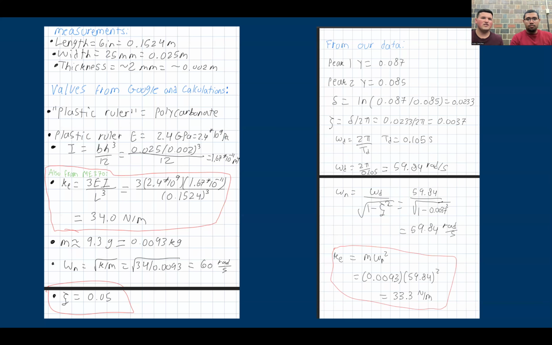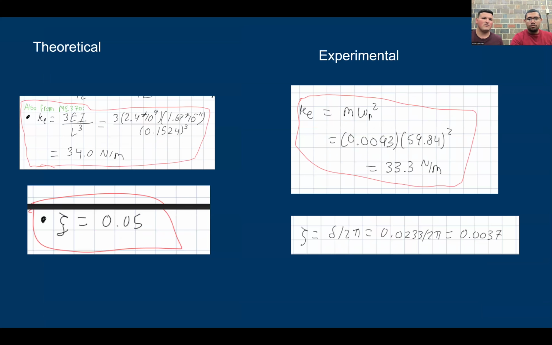In this case, we want to talk about KE and the damping ratio because in both cases, these were smaller. And on the experimental side, this makes sense because in real life, things like air friction and movement of the ruler could affect our calculations.